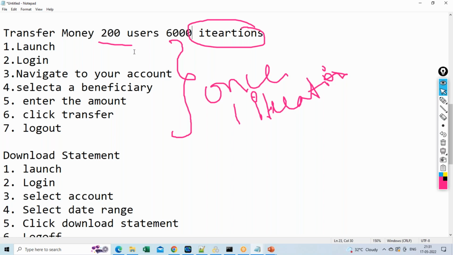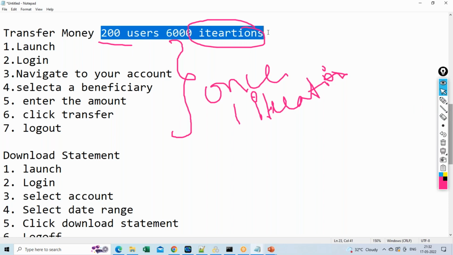Okay, how they will achieve exact 6,000 iterations and all we will discuss later. That's a different concept. That is called workload modeling. Okay, exactly 200 users should achieve 6,000 iterations. We have to discuss something about workload modeling. Then you will understand how they exactly achieve the target. But for today, this is what we can discuss.